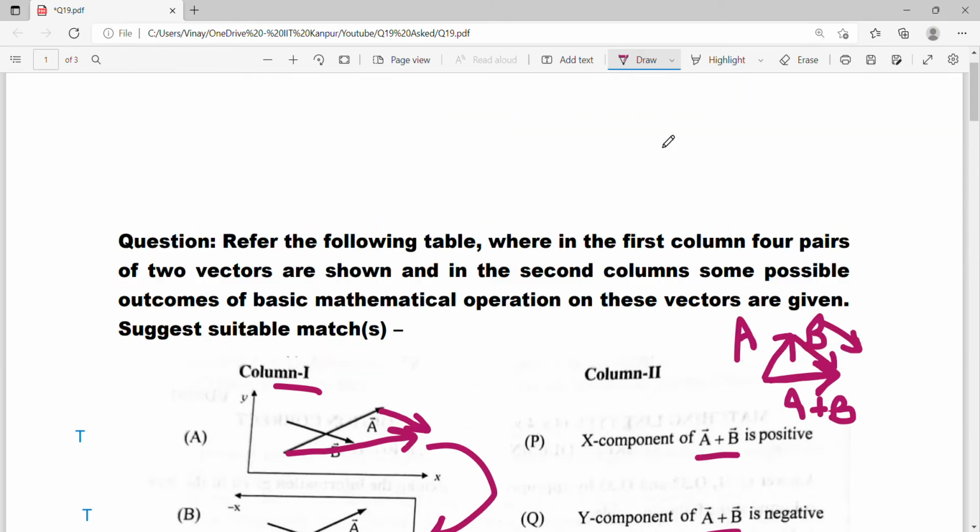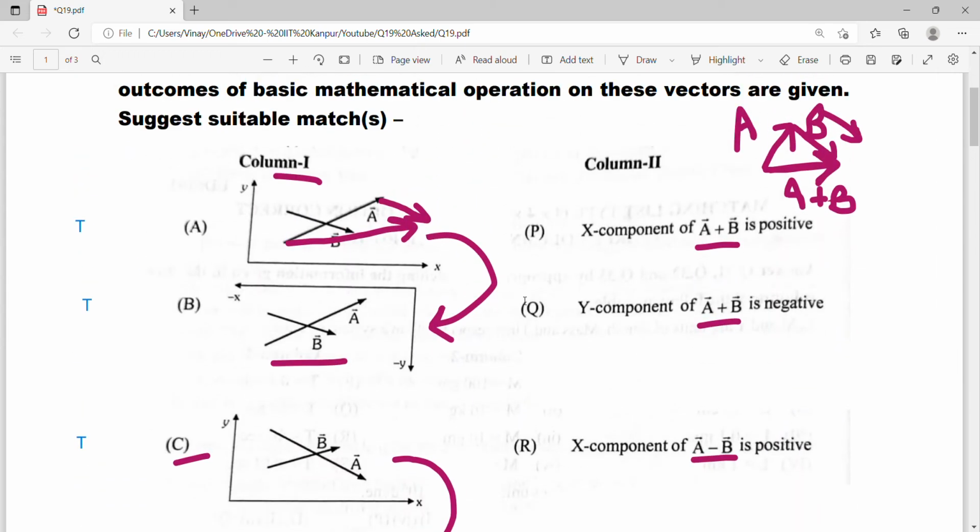Okay. So what you can do, you can keep adding the options. So which option is matching with A? X component of A plus B is positive. So P is matching.